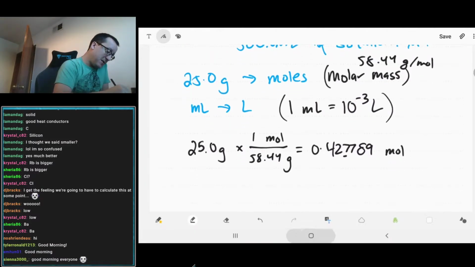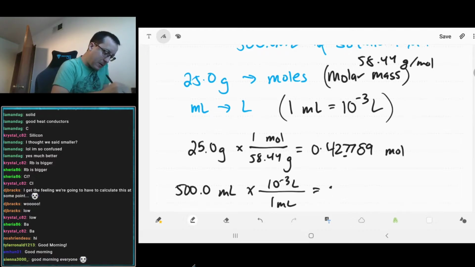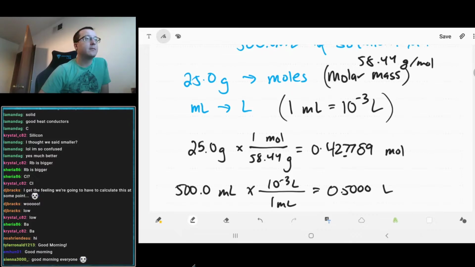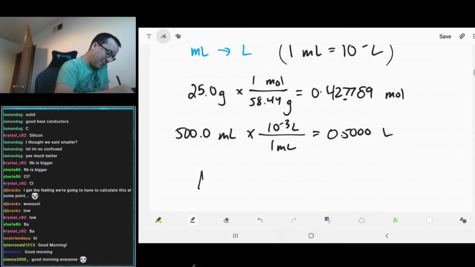For 500 mLs, to liters, we can do that. That's half a liter. All right. Hopefully none of this stuff is confusing. So understanding that molarity is moles per liter, we can now plug those guys in.